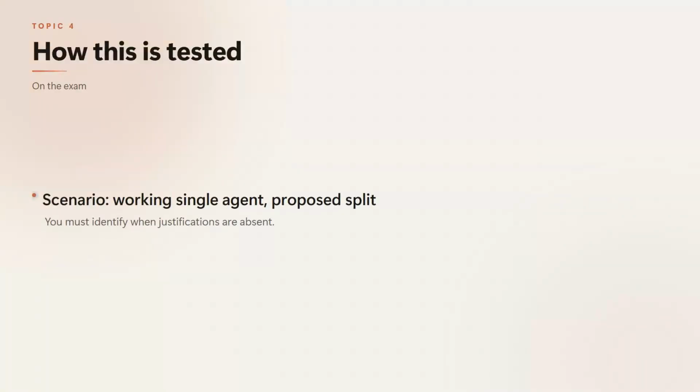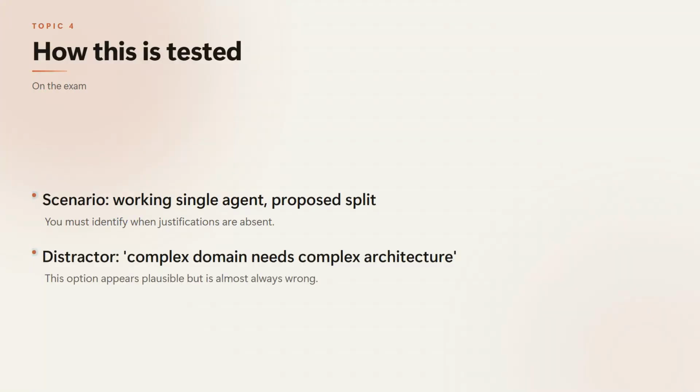On the exam, expect a scenario where a single agent is working fine, and a team proposes a multi-agent split. The distractor is the option that says the domain is complex, so the architecture should be. That is testcraft. It sounds reasonable to an enthusiast, but as an architect, you know complexity of domain is not decomposability of work. The correct answer rejects the split when the 3 justifications are absent and prices the costs explicitly.